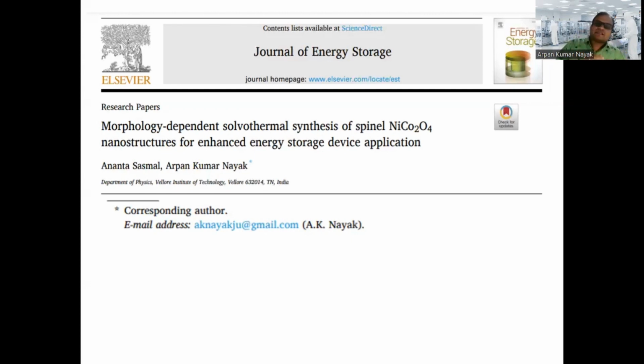And after the title, here you can see that from this title we can understand that they prepared this nickel cobaltite. They used the solvothermal method to prepare it. Then they observed various morphologies, and then they did an application in an energy storage device. So it is clear. We have to follow this to make a good title, an attractive title.